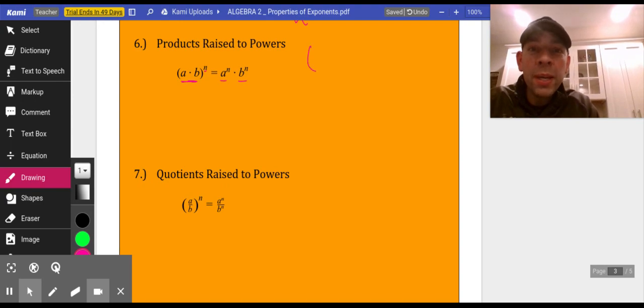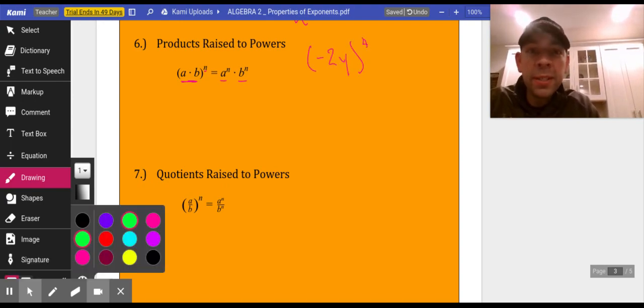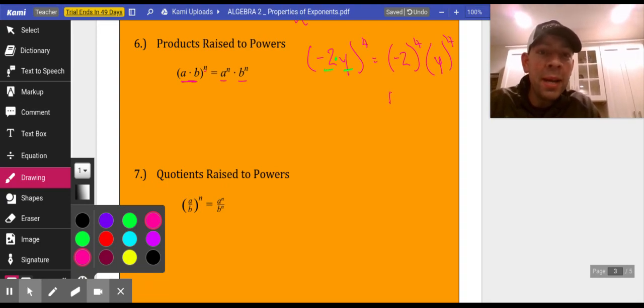Maybe we've got the quantity negative 2y raised to the 4th. So your product is right here, and negative 2 is your first term, y is your second term. So I'm going to rewrite this as negative 2 with parentheses raised to the 4th, and then the y with parentheses to the fourth. And that's going to make positive 16y to the fourth.